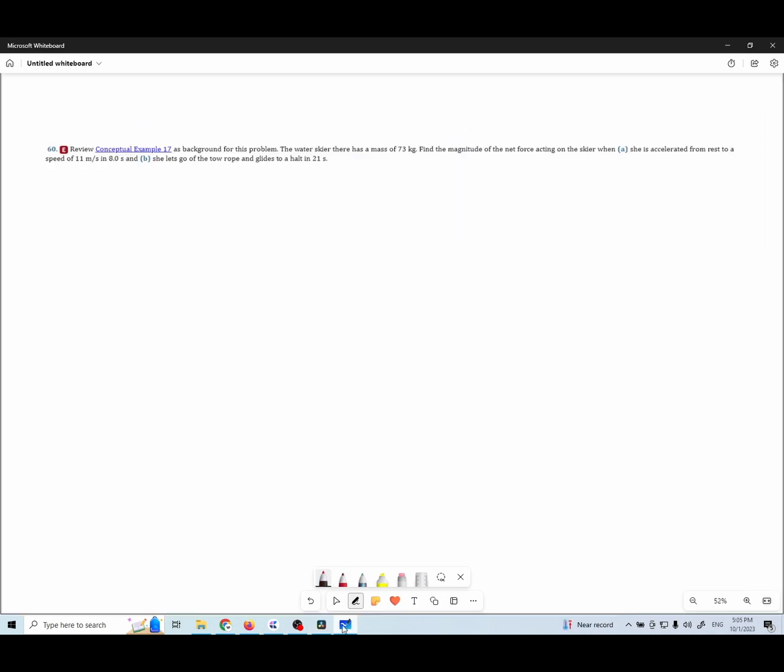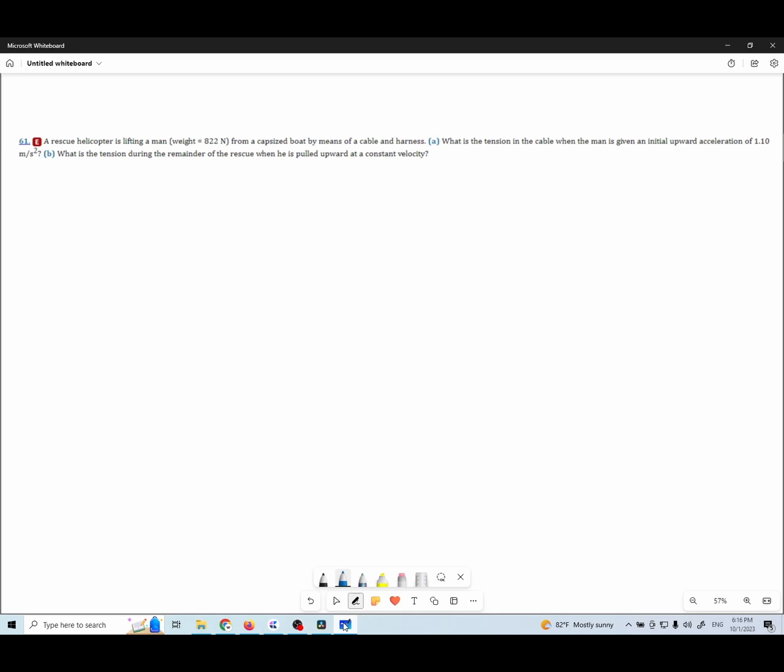In problem 60, the m is the skier. In part A, she sped up to a speed of 11 meters per second in 8 seconds. So m exhibits an acceleration of 11 over 8. And there must be a net force acting on m with magnitude of m times a. And that is Newton's laws in a nutshell. In part B, we do the same. Notice that since the problem asks for the magnitude only, the answer is 38.24 without the negative sign.